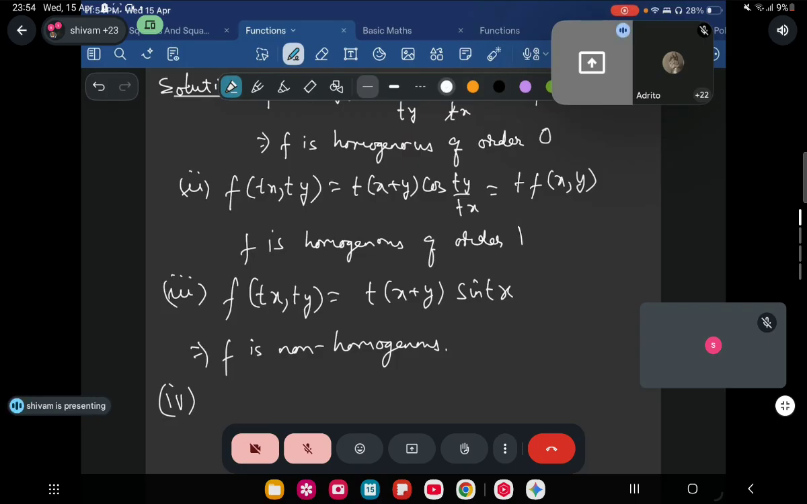And Shinika, part 3. No, Shinika, part 3 is not correct. You can see it's non-homogeneous. I hope you have understood. Okay, moving on with part 4.